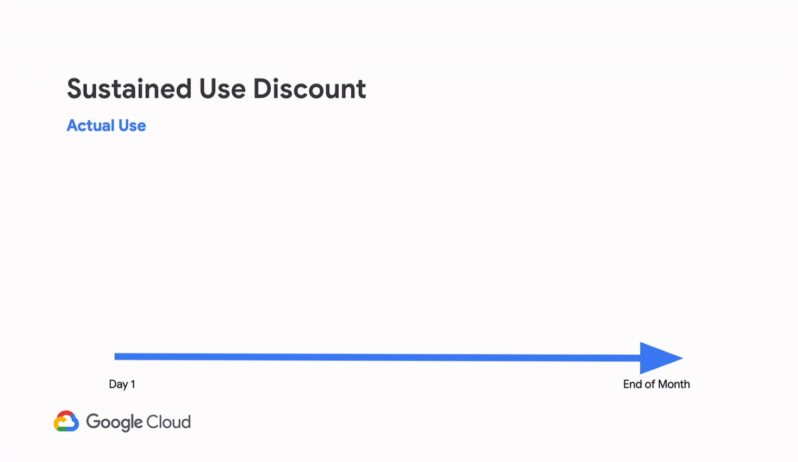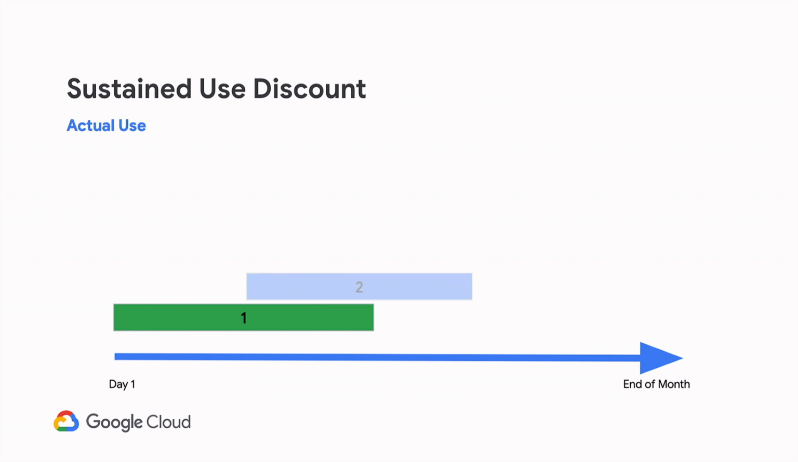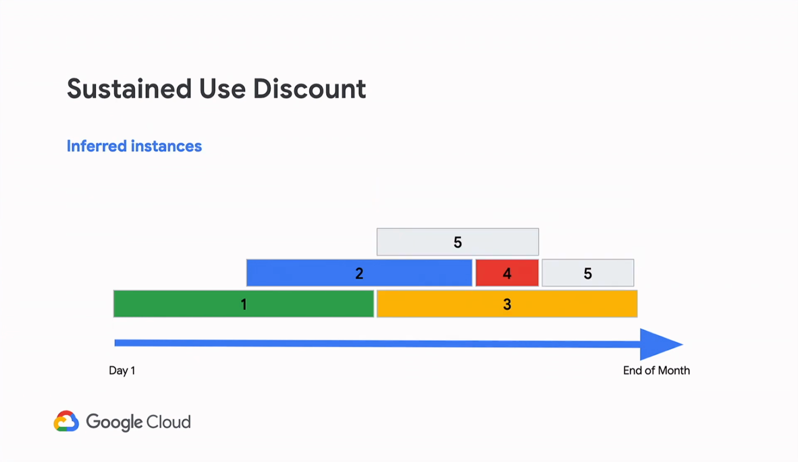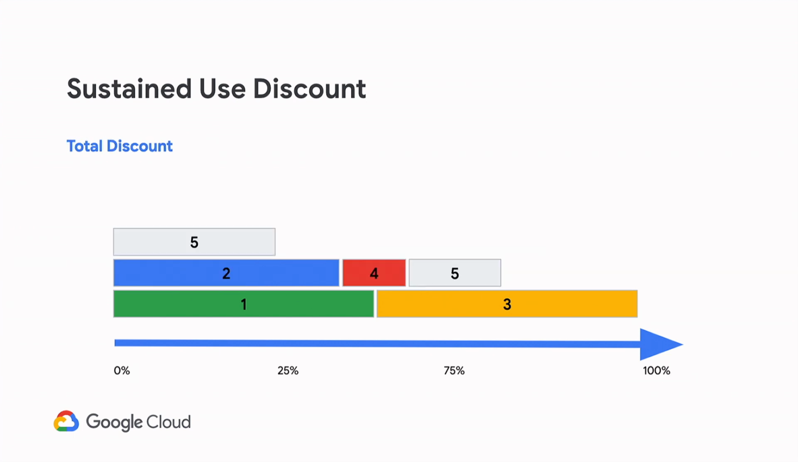I'm going to give a quick illustration of how sustained usage discount works. So here is my monthly usage. I have an instance running for half a month, and I have a second instance running for another half a month. And then I add on to the capacity an instance for a very short period of time, instance 5. So none of these instances have been used for the entire month. With inferred instances, we combine the unoverlapped portions throughout the month to try to make sure this is utilized for a full month.